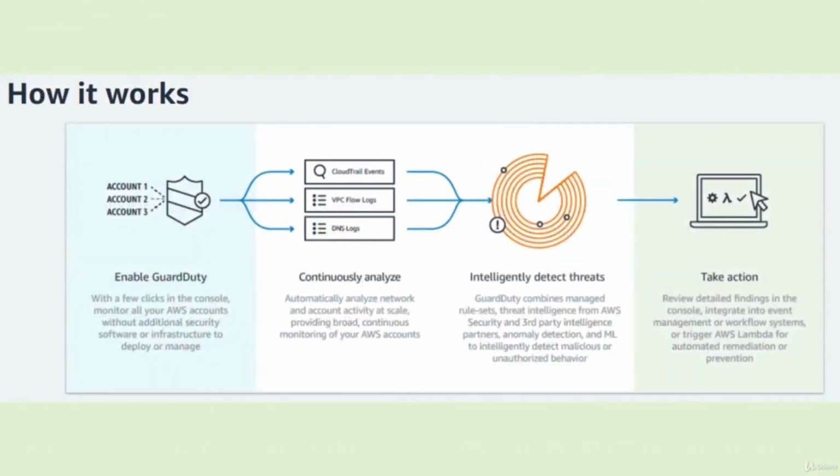So how does GuardDuty work? With a few clicks in the console, you can create a GuardDuty instance, add it to your account, and then you can start your analysis work. Then you can intelligently detect the threats, which could be third-party threats, security compromise, DoS attacks, and more. They could be prevented, and you could take actions, be it a Lambda trigger or things like that.